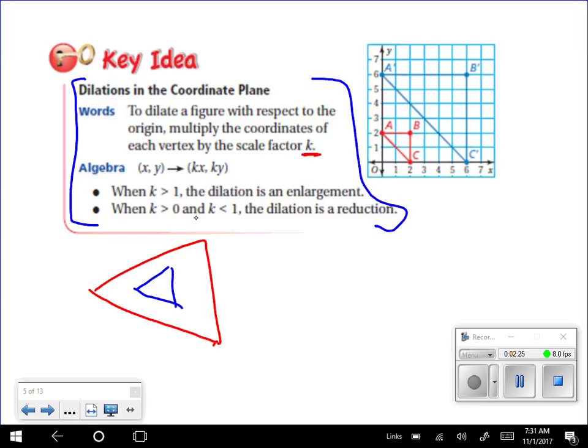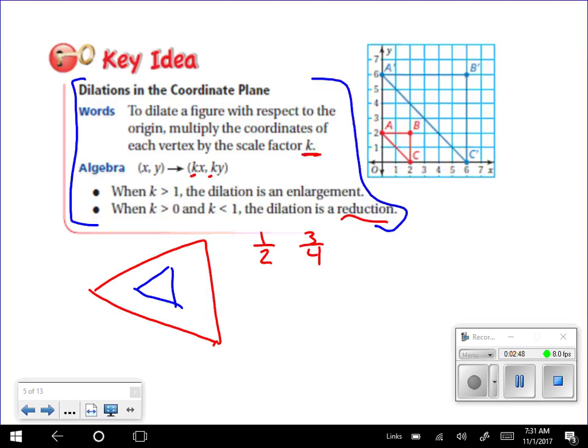When k is greater than 0 but less than 1, for example 1/2 or 3/4, the dilation is a reduction, so it's going to make the figure smaller. But either way, all we're doing is multiplying our scale factor by both x and y.